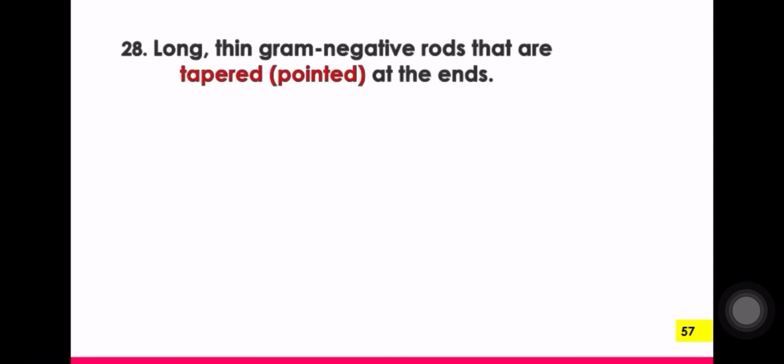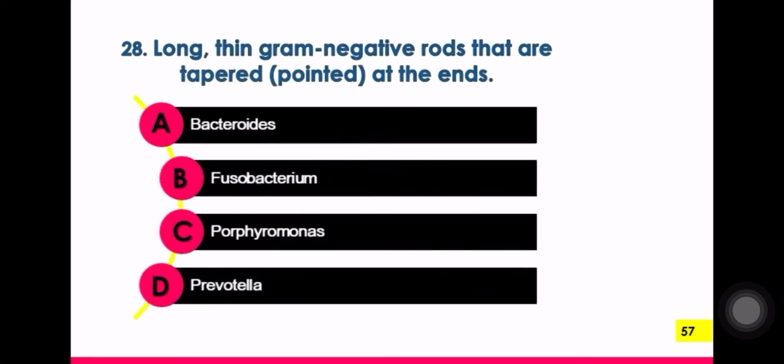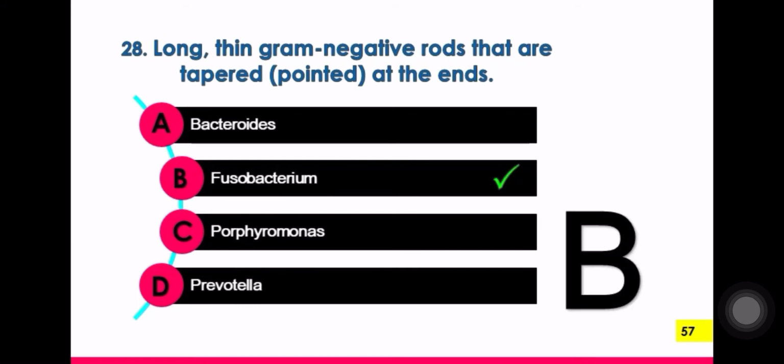Next, for number 28: long, thin, gram-negative rods that are tapered or pointed at the ends. Highlight tapered or pointed at the end. Choices: letter A, Bacteroides; letter B, Fusobacterium; letter C, Porphyromonas; or letter D, Prevotella. Given the tapered or pointed ends, we have letter B, Fusobacterium.